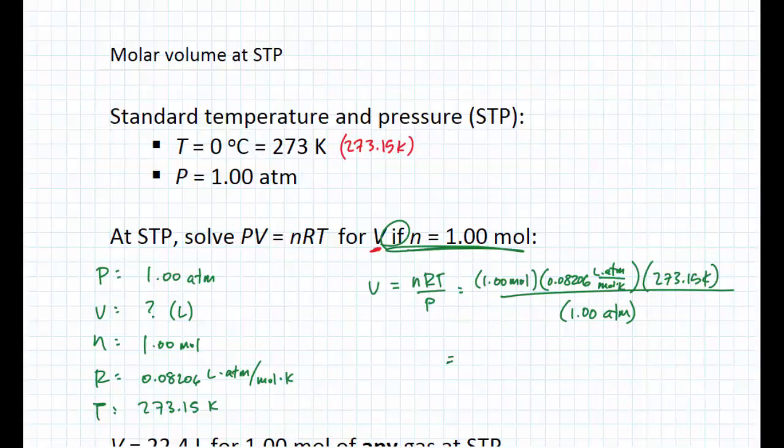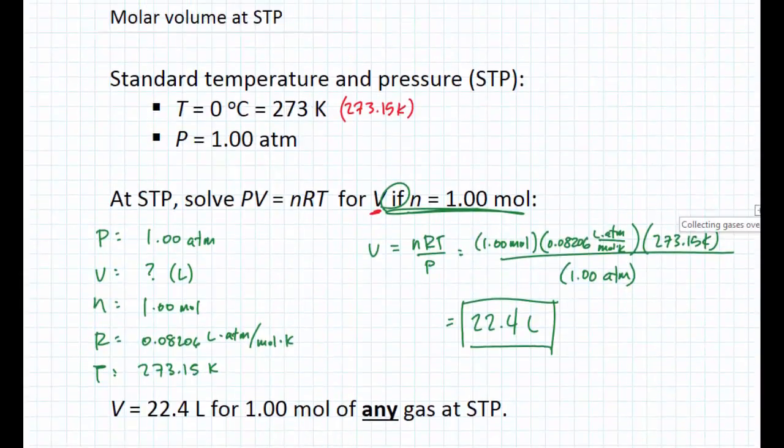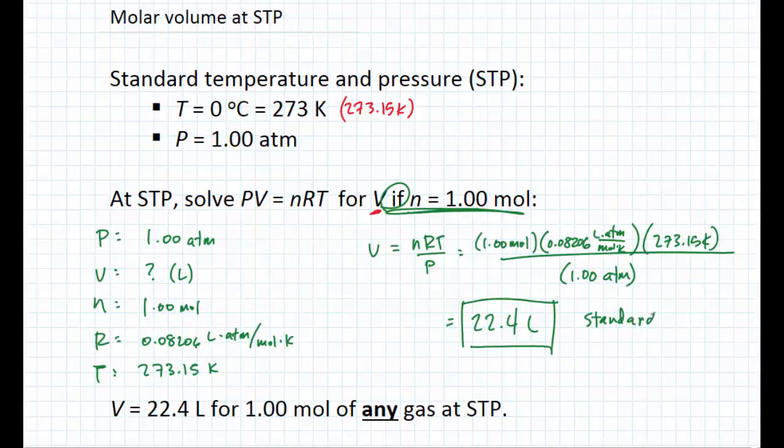Did anybody get an answer? Yeah, it's really just R times T, right? 22.4 liters. That is called standard molar volume. In other words, the volume is 22.4 liters for 1.00 mole of any gas at standard temperature and pressure.